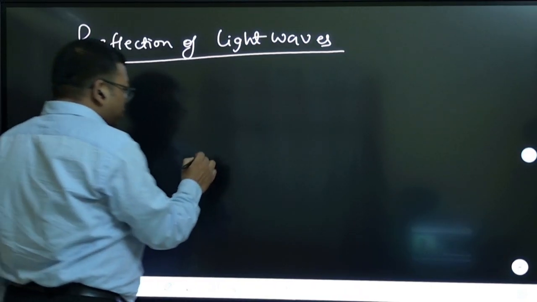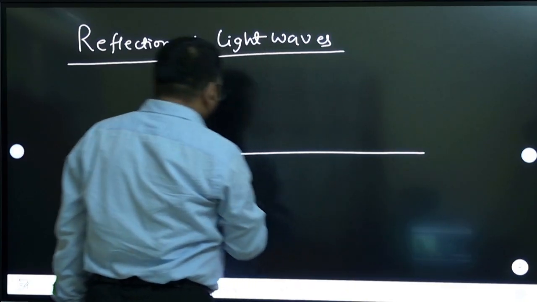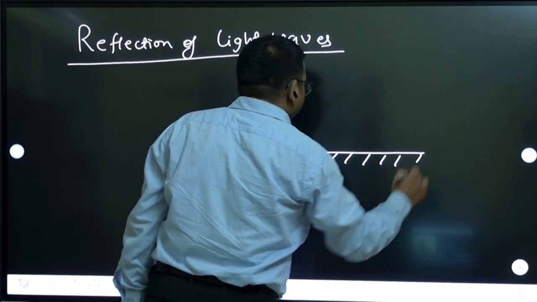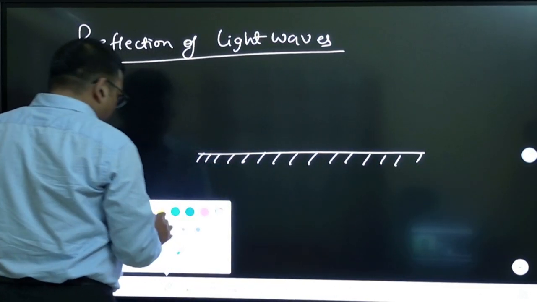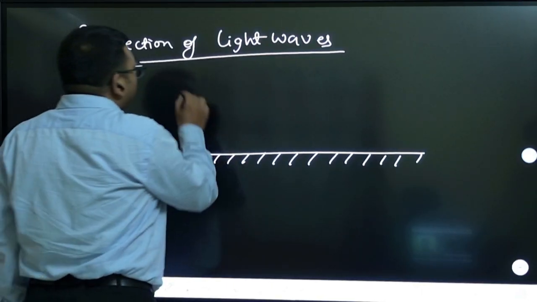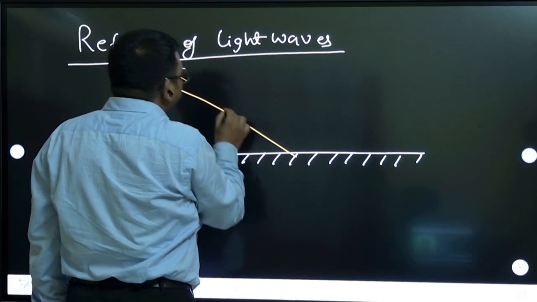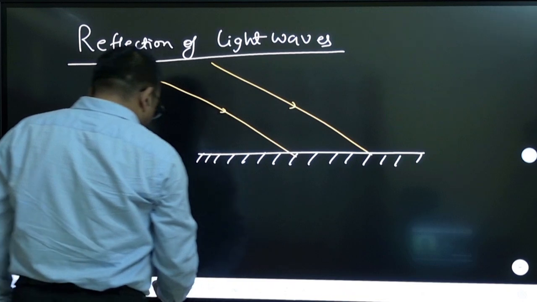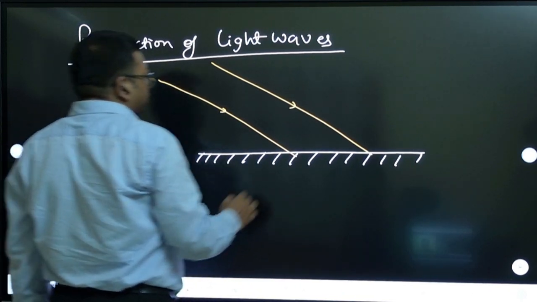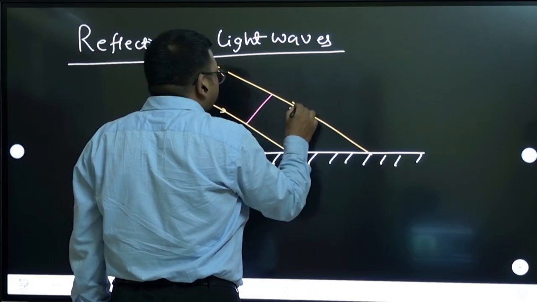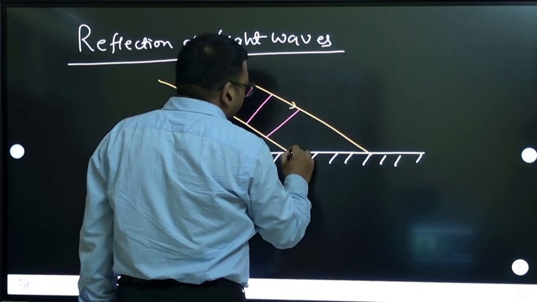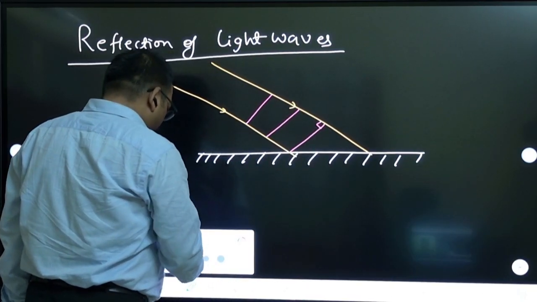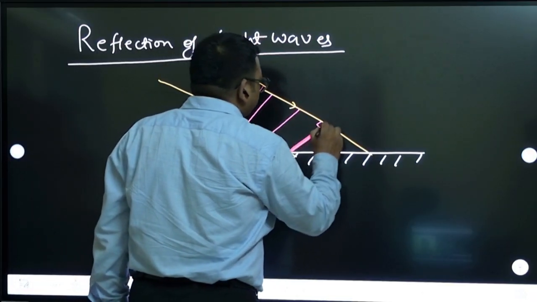So let us consider a plane mirror where a light wave is incident on this surface. In NCERT also this explanation is given. Let us consider a parallel ray of light, and let us draw the wave front. So many wave fronts we can draw. Let us draw this wave front. Wave fronts are perpendicular to the ray. So this wave front represents the incident wave front.